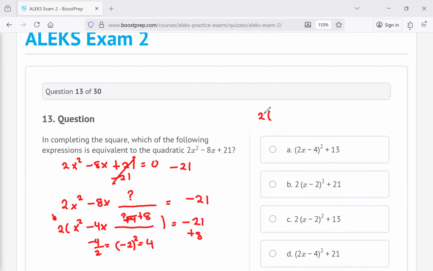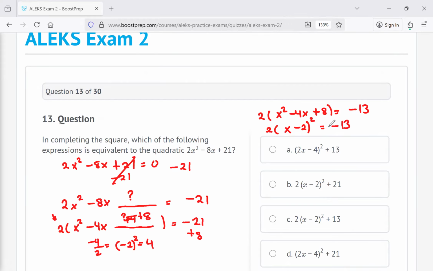So now we have 2 parentheses x squared minus 4x and then 8, and on the right, negative 21 plus 8 is negative 13. Then I'm going to put this in factored form. So it's going to be 2 times (x and then go backwards. Half of your b, so your b is negative 4, take half of that, that's negative 2. Close it with parentheses, squared, equals negative 13.